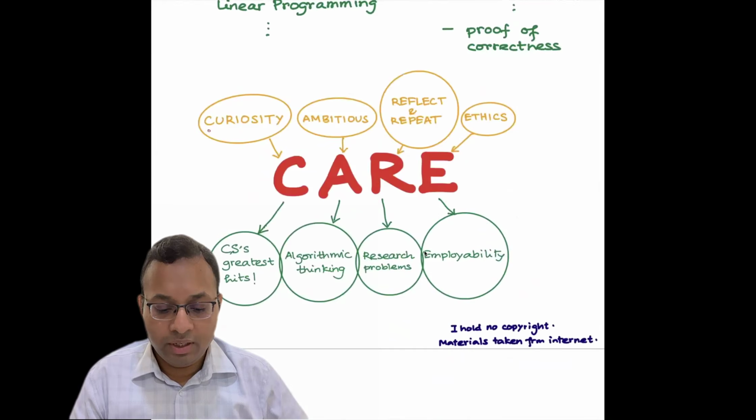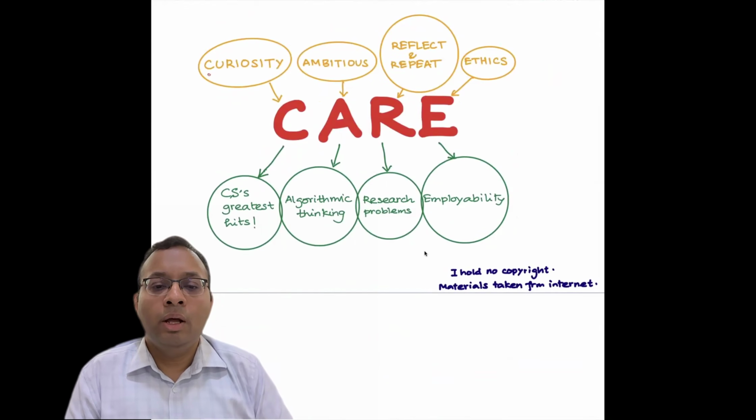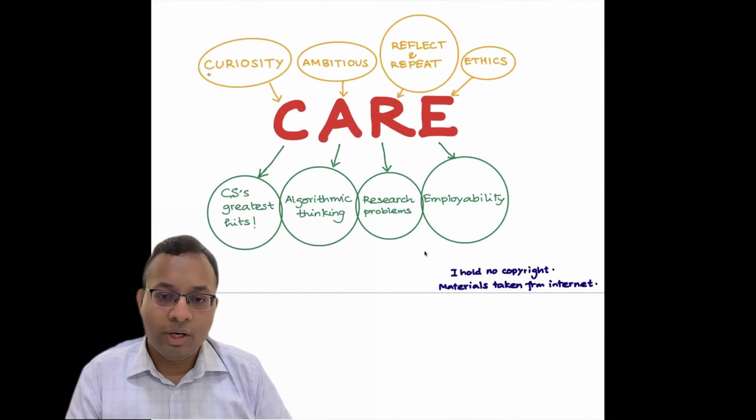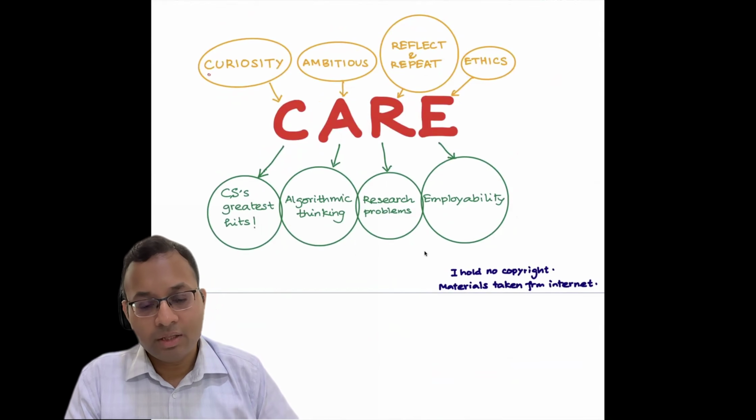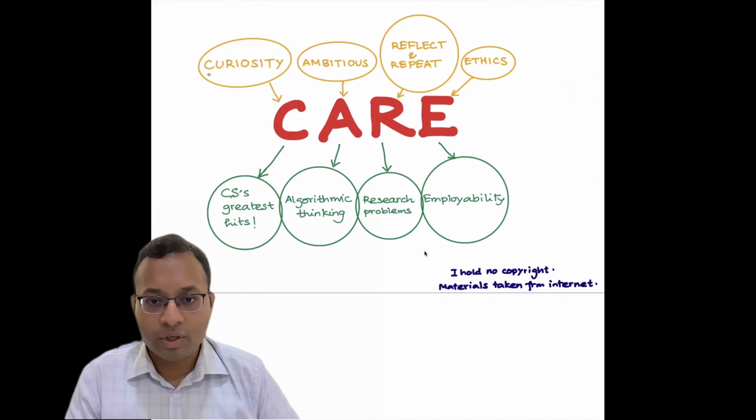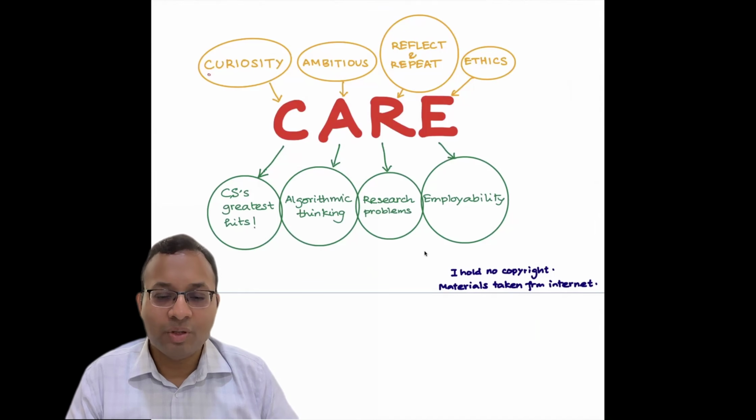So with this, let me conclude. For this course, what I need from you is care. C is curiosity, you should ask questions, especially in the class or after the class. And second one is ambition. So apart from the regular homework, do something extra. Maybe do a project, read some research papers, implement something, or take part in competitive programming, and so on. Just do something extra, you'll have fun.